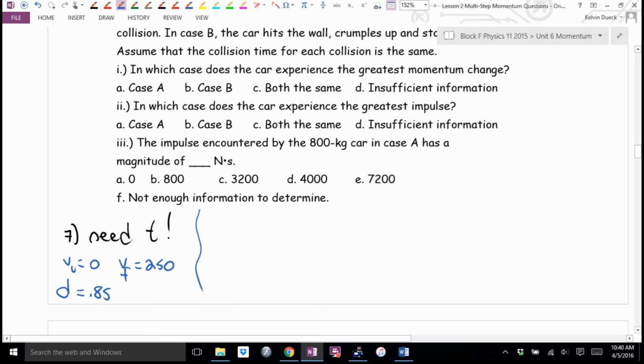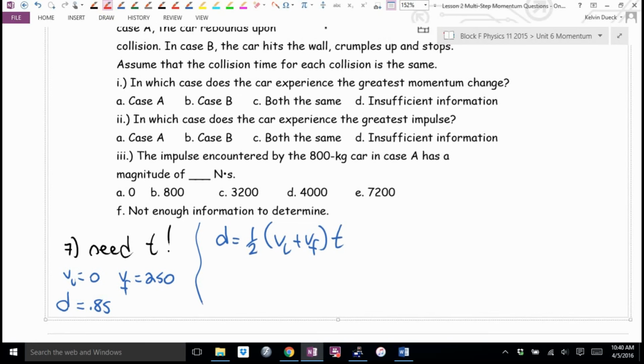Which equation? It's the half. Read it to me. D equals 0.5, a half, times VI plus VF, times T. Kevin, we hardly ever used that one, but it was on your formula sheet. We used that one to derive D equals VIT plus a half AT squared, to be perfectly honest. Oh, and what did you say VI was? 0. So that's gone. What are we trying to find? T. Okay.